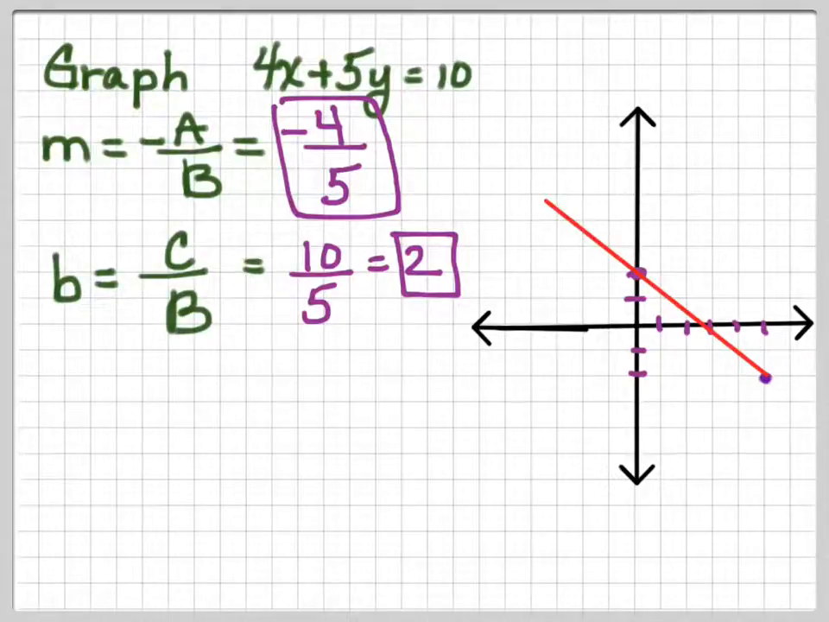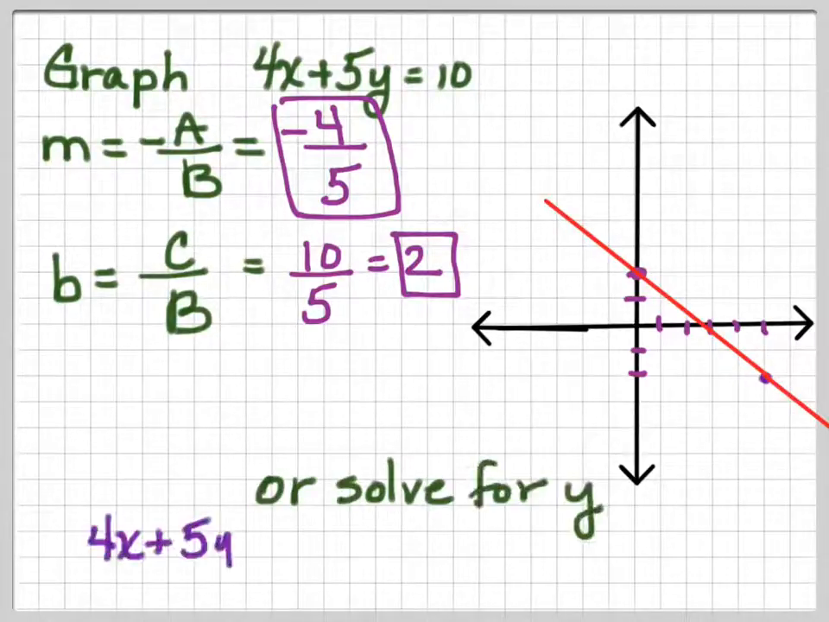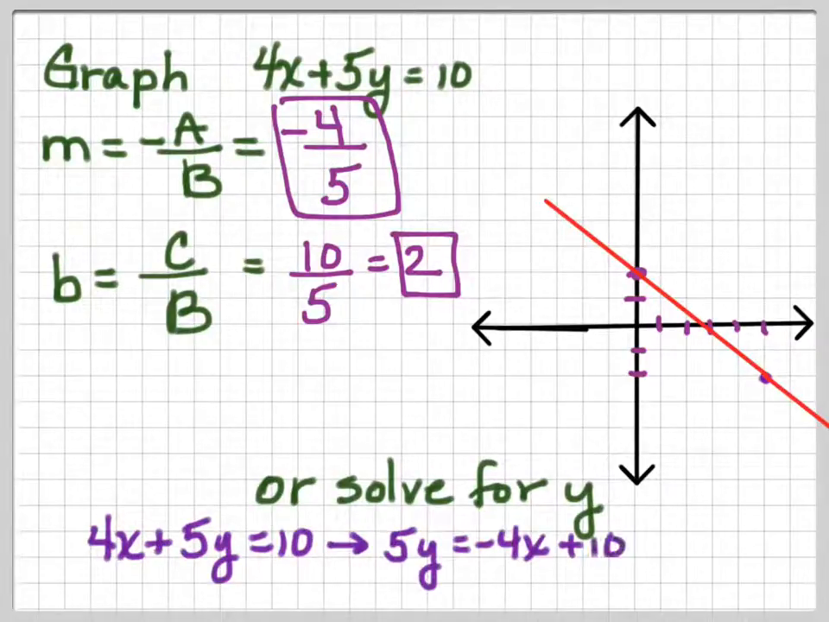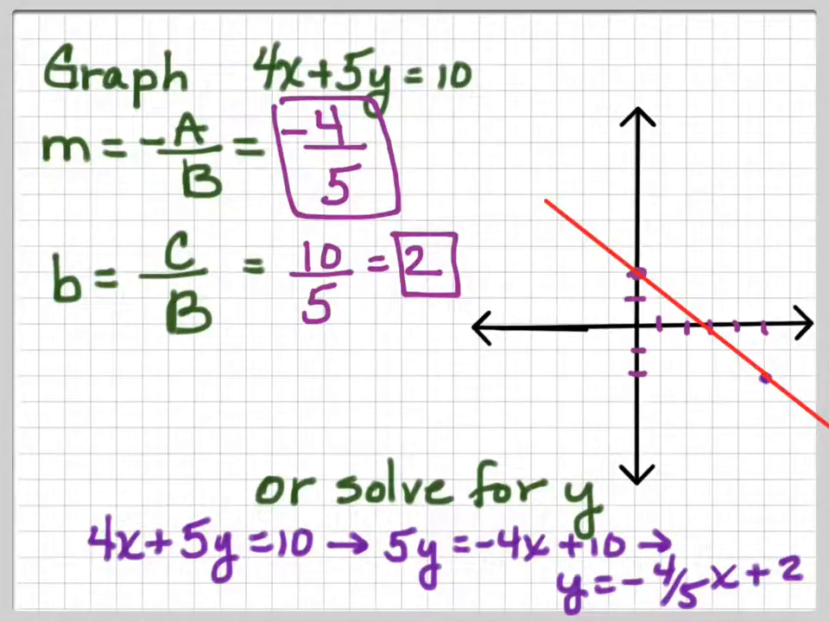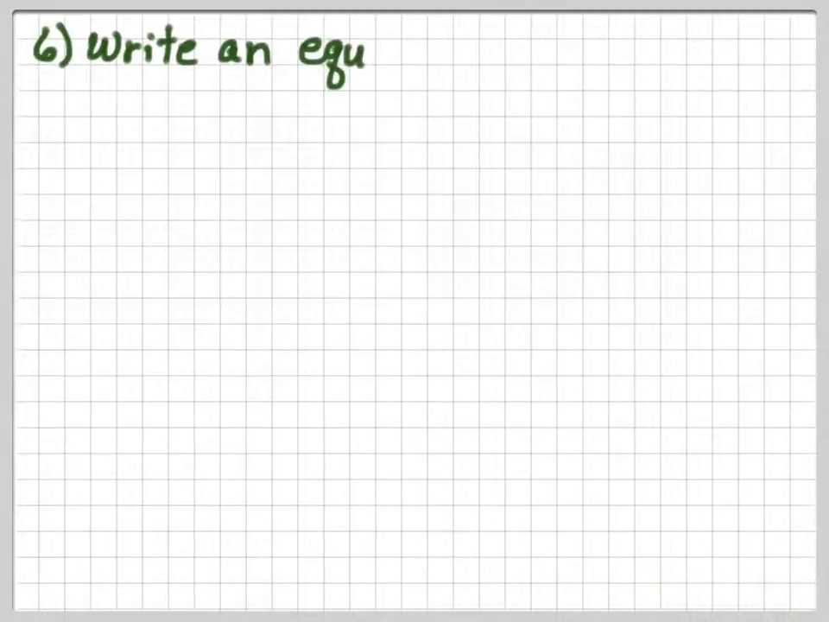You don't have to do a whole lot of mathematics in order to be able to take a standard form and graph it. Okay? Or you can just solve for y, and in this case it's a lot more steps. So you have 4x plus 5y equals 10, or 5y equals minus 4x plus 10, or y equals minus 4/5 x plus 2, and see how many steps that took when all you had to do is know that minus a over b is the slope and c over b is the y-intercept. There you go.